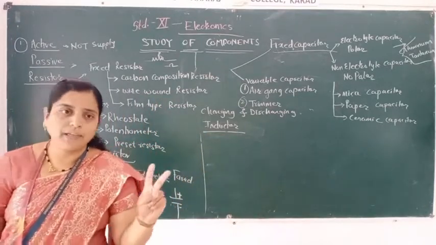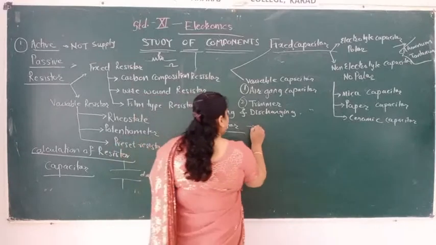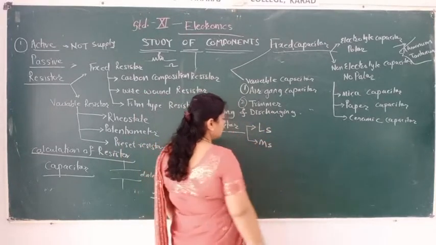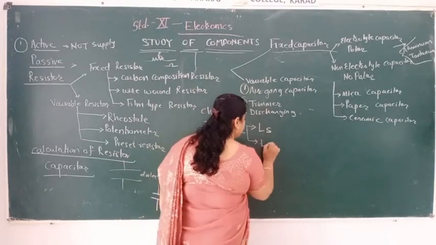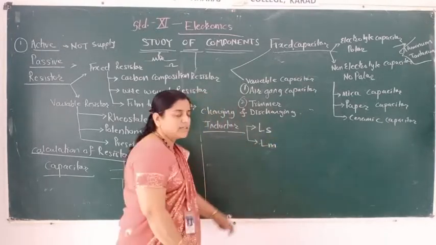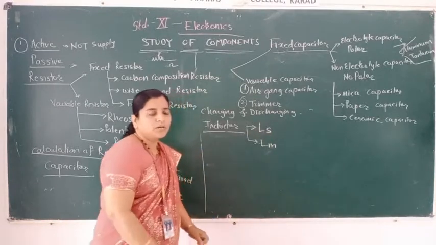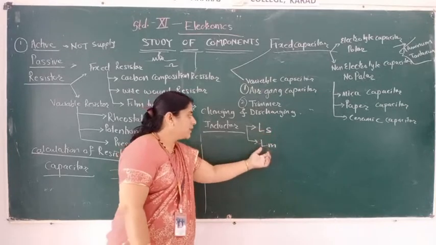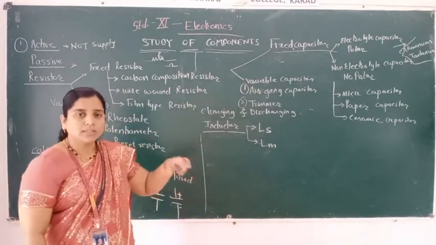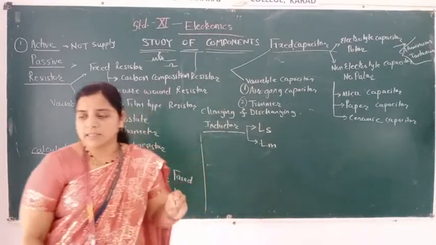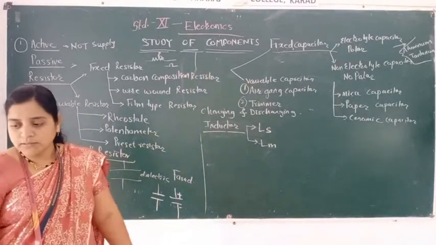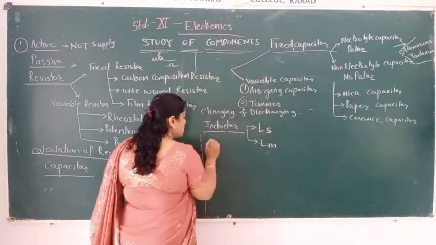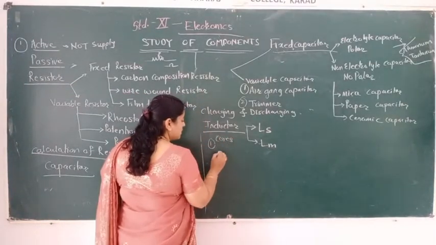There are two types of inductor: the self-inductor, that is LS, and the mutual inductor, that is LM. Self-inductance means what? These inductors induce voltage by themselves. It's called the self-inductor, and mutual inductors are those inductors which require an external source. It's called the mutual inductor. Okay.